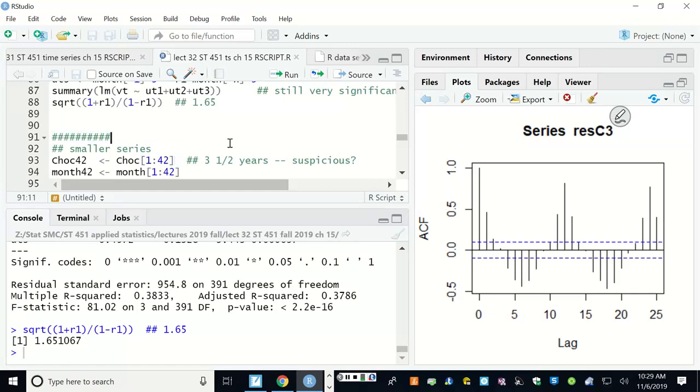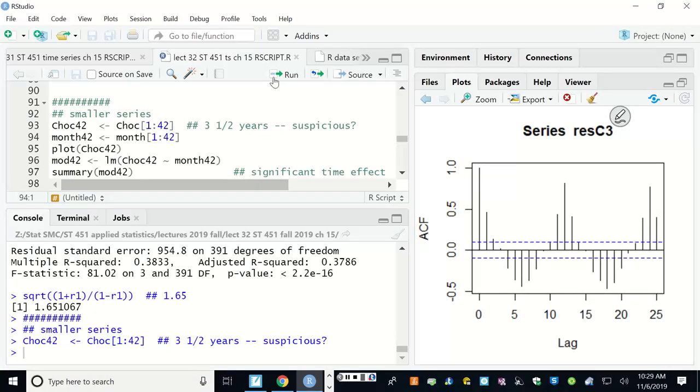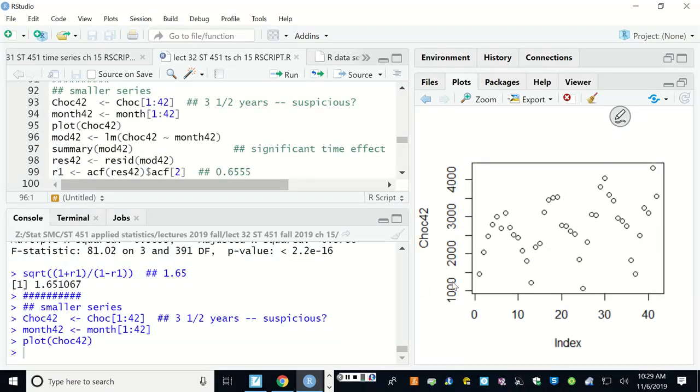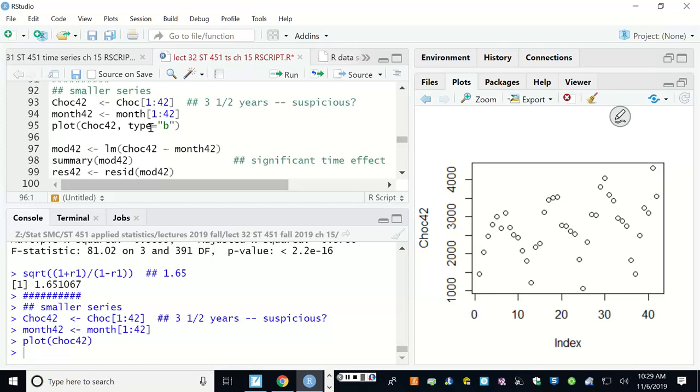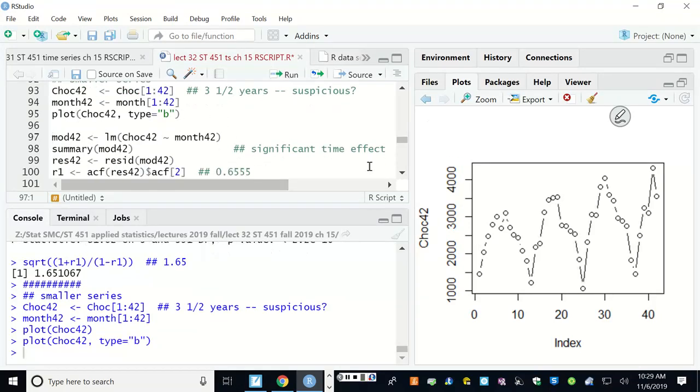What if you take a smaller series? All right, let's see some example where it really makes a difference and your conclusion changes. So I just took 42 values of chocolate and 42 values of month. So here's the chocolate over 42 months, right? And you do type equals both. You see the lines in there of where it's going.